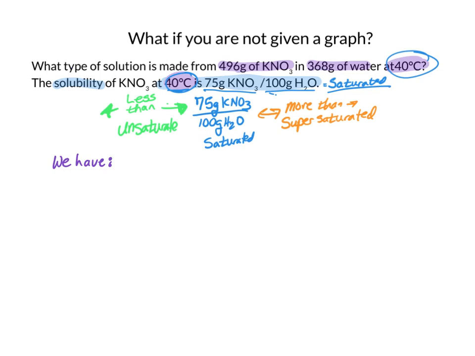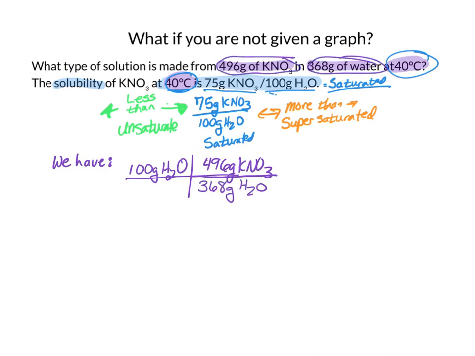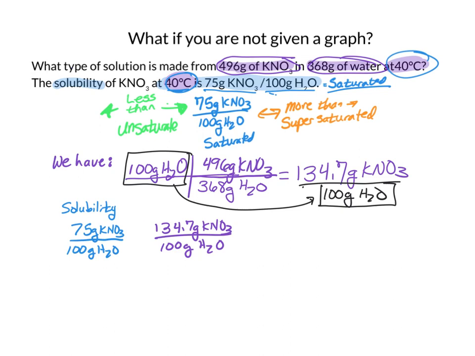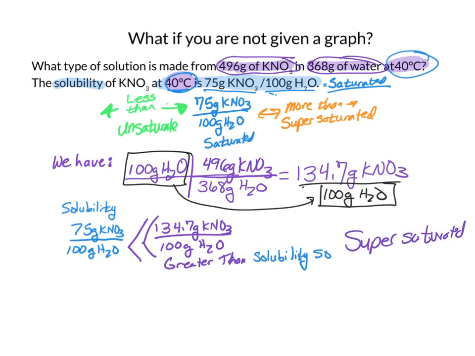So we start this problem as we did before with 100 grams of water. We want to find out what that ratio would be if there were only 100 grams of water. We take our 100 grams of water, we multiply it by 496 grams of KNO3 that we have in our solution, and we divide that by the 368 grams of water in the solution. And that answer is about 134.7 grams of KNO3 if there were 100 grams of water. And now we're going to compare that to our given solubility of 75 grams of KNO3 per 100 grams of water. And we see that the number that we have in our solution is far greater than the 75 grams per 100, and so our solution must be a supersaturated solution.